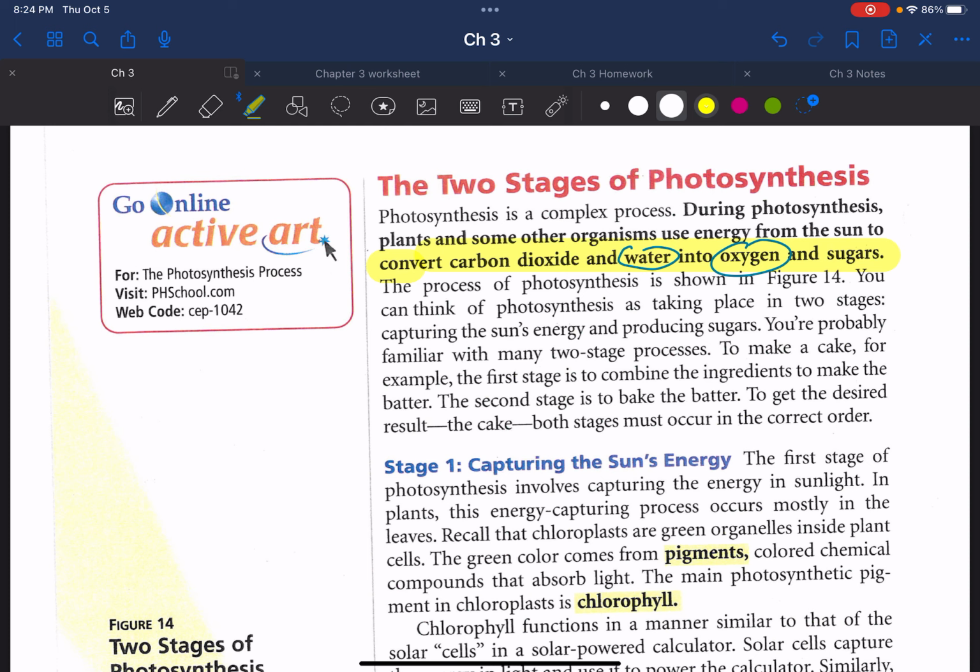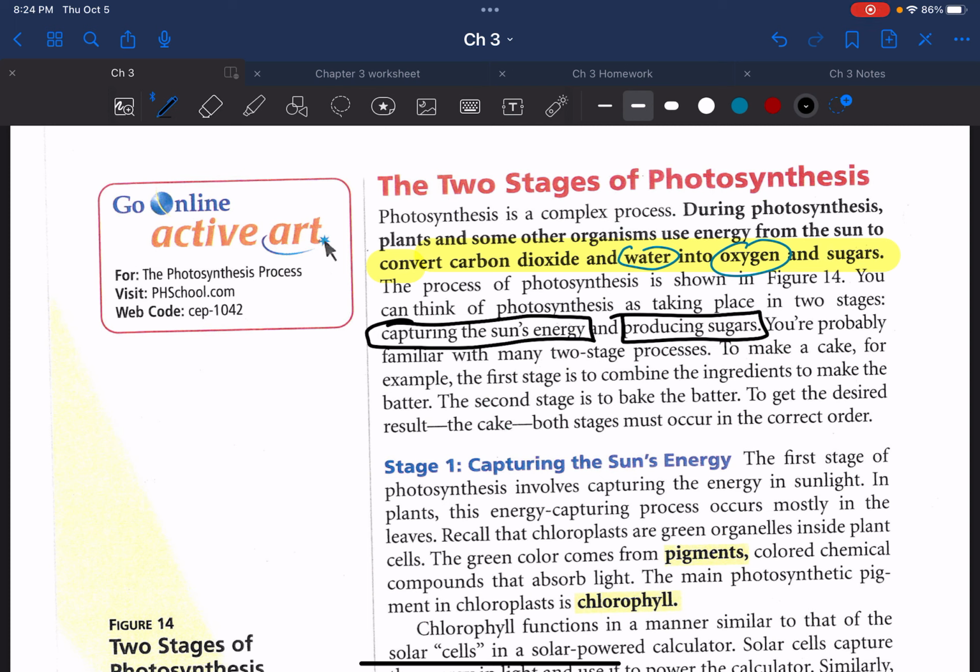The process of photosynthesis is shown in figure 14. You can think of photosynthesis as taking place in 2 stages. Here's the first stage. I'm going to go ahead and box it because I think it's kind of important. The first is capturing the sun's energy and then producing sugars. Capturing the sun's energy is the first step. Producing sugars is the next step, okay?